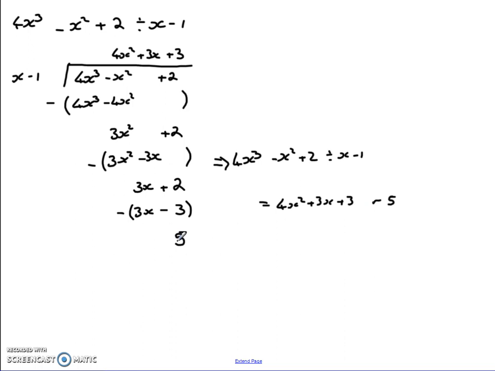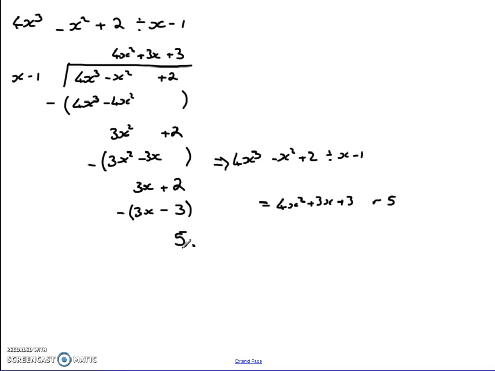And this has the implication that x minus 1 is not a factor of 4x cubed minus x squared plus 2. And that's what it means if we get any remainder here. If we're ever asked to prove if something's a factor and we do algebraic long division, we're looking for this to be 0. If it isn't equal to 0, it's not a factor.